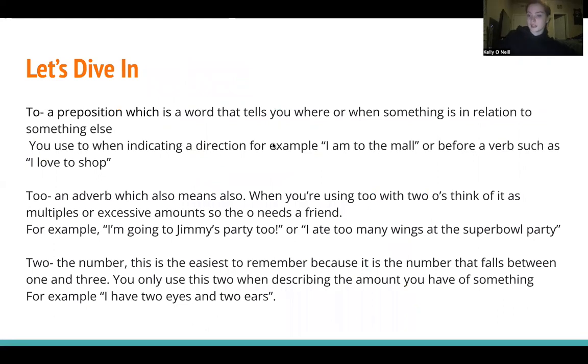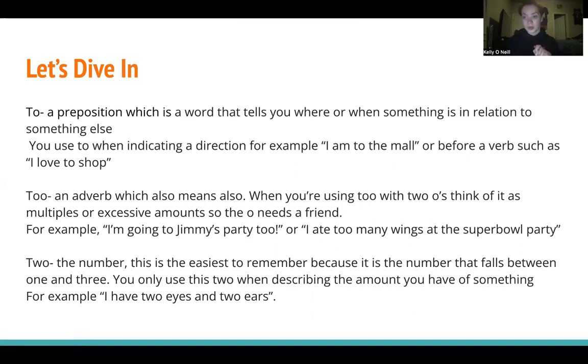To better understand homophones and how they are used in the English language, we're going to explain the difference between two, and to. To is a preposition, which is a word that tells you where or when something is in relation to something else. You use this when indicating a direction. For example, I'm going to the mall, or before a verb such as I love to shop.